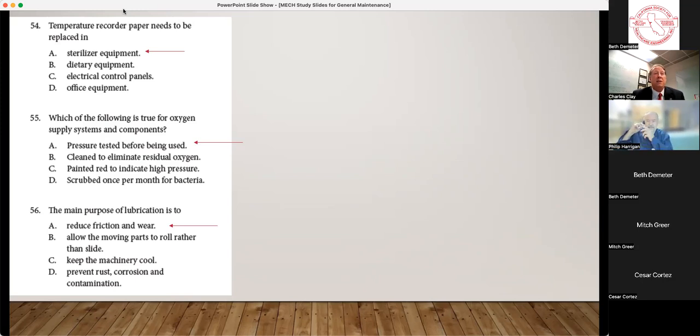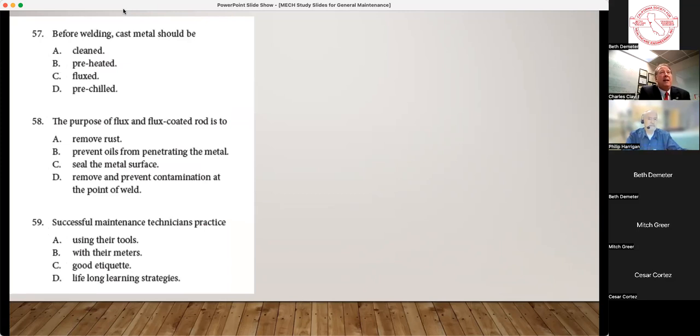Keep the machinery cool. Yes, that's true. But we want to make sure we're reducing friction, because the friction is what can generate heat, but we also don't want it to have wear. Prevents rust and corrosion. Yes, that's true, but it does not necessarily prevent contamination. It can keep things out, but the main purpose is to reduce friction and wear. Next slide, please.